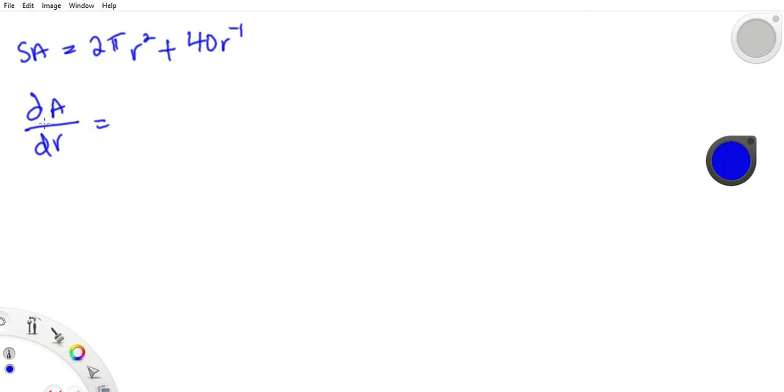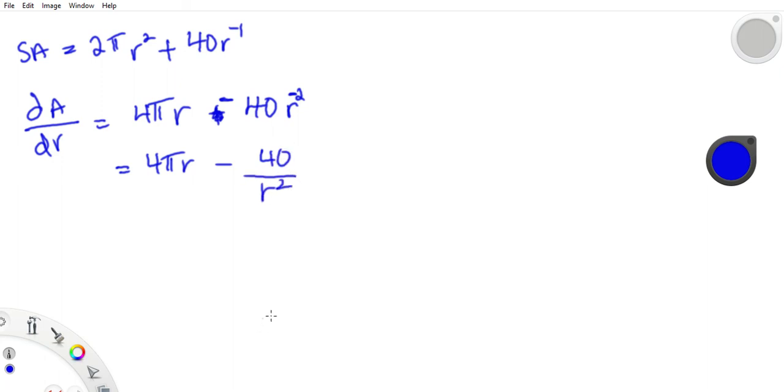So differentiating the area in terms of the radius, what I get is 4 pi r plus minus 40 r to the power of minus 2. Sorry, minus 2 there. And I can rewrite that like this. Now this is your differentiation done.